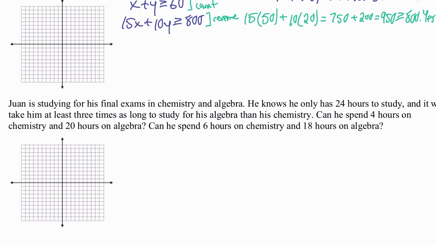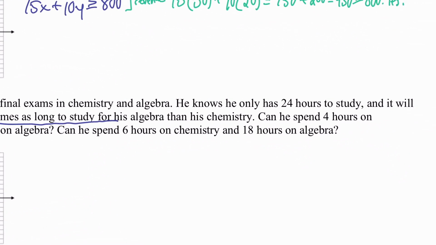At least, I'm reading, at least 3 times as long. I'm just going to highlight at least for now. The 3 times as long is going to be important. But yeah, at least 3 times as long to study for his algebra than his chemistry. Can he spend 4 hours on his chemistry and 20 hours on algebra? Can he spend 6 hours on chemistry and 18 hours on algebra? I think we're not going to need to draw anything. We just don't need to do that.